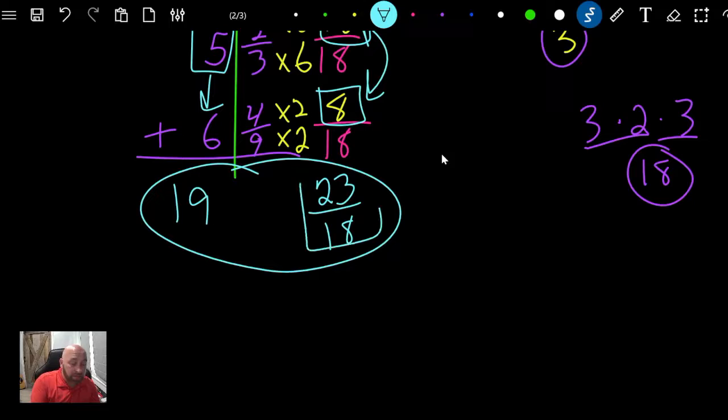But I'm not done with this yet. I need to do a little bit more to that. What do I need to do? That's right, I need to reduce it. I need to simplify it. I need to knock it over and divide it.